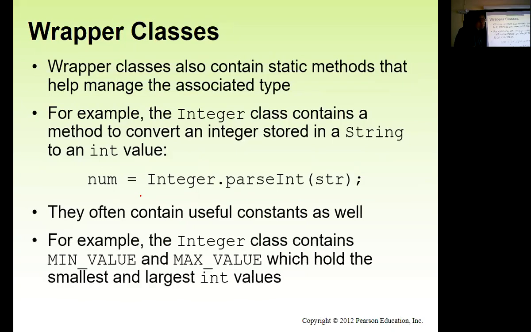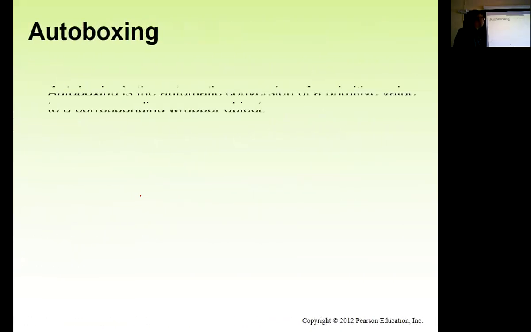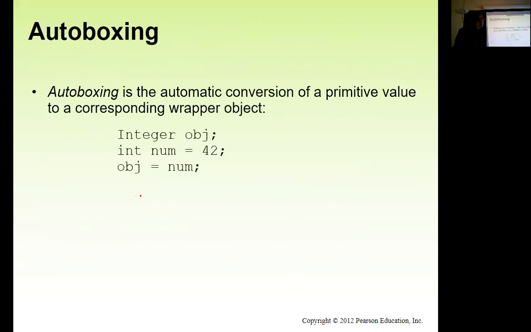And they usually contain some constants that we can use. For example, an Integer class has MIN_VALUE and MAX_VALUE, which hold the smallest and largest integer values that are possible. There are just some concepts here.